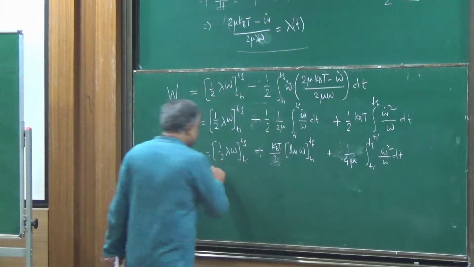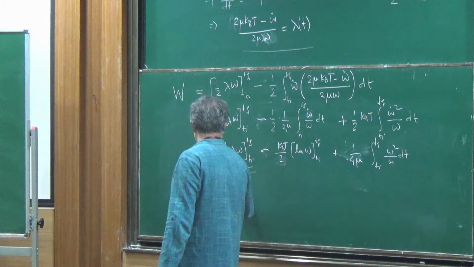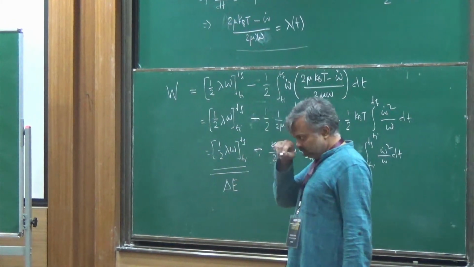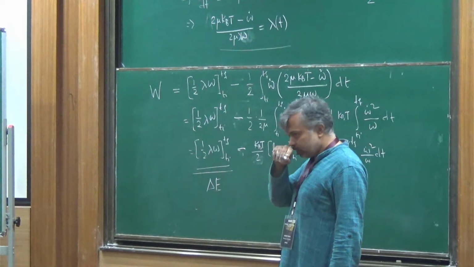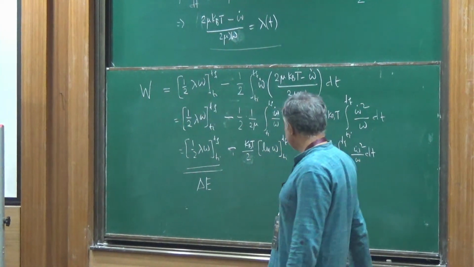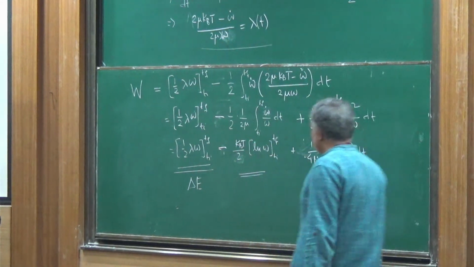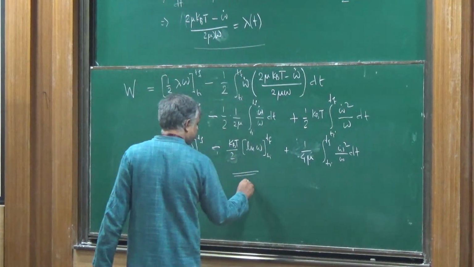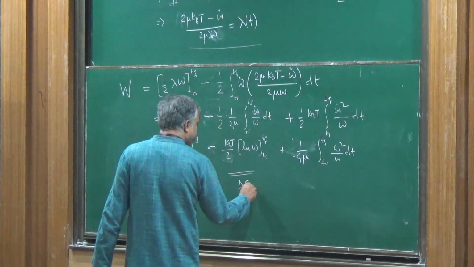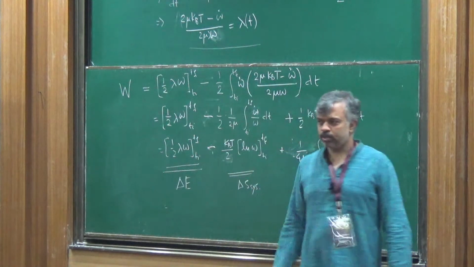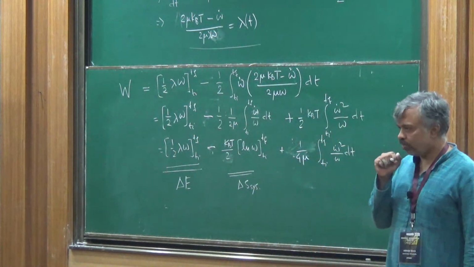So now this is what? This is my delta E, if you like, the internal energy difference. This is my delta S system. Correct? All average.